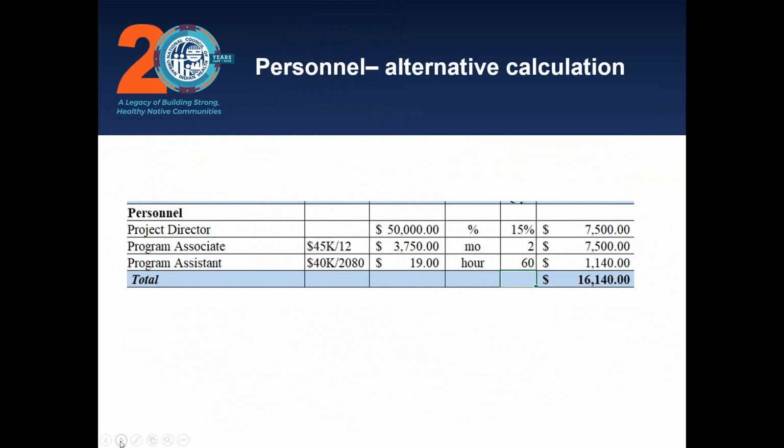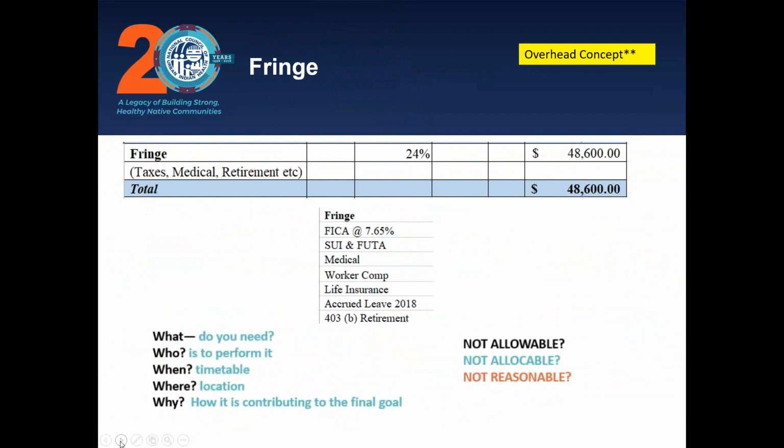Okay, there is an alternative calculation. You can do it by hour, per percentage, or per month. And this is also included in the budget tool that I'm giving you as part of the handout. Next one, please. So I'm trying to go fast so we have some time for questions.